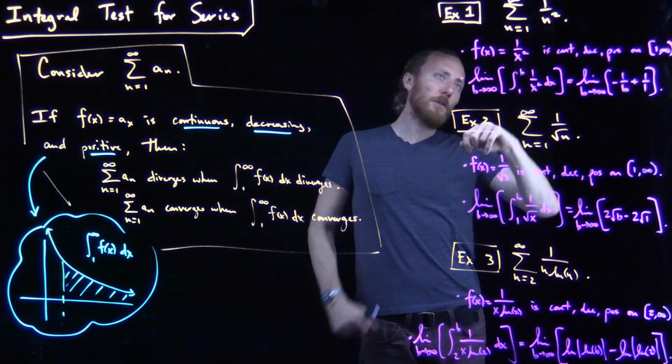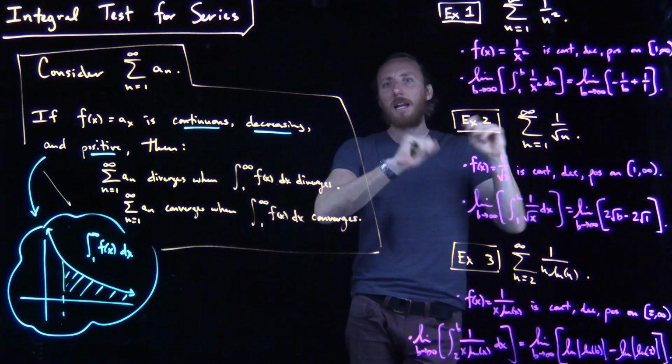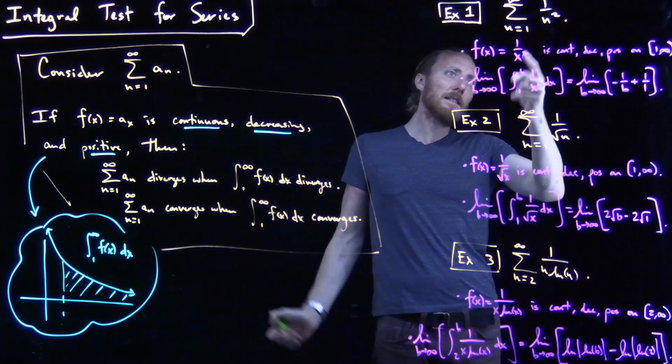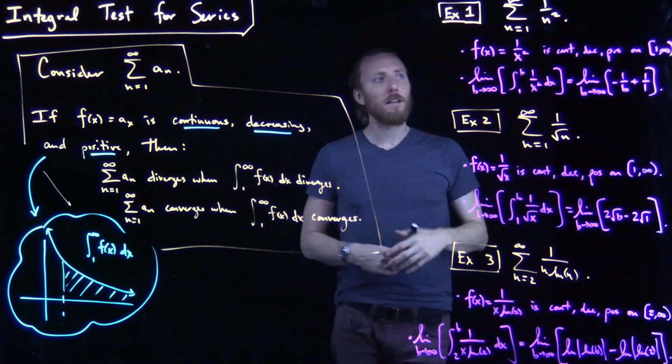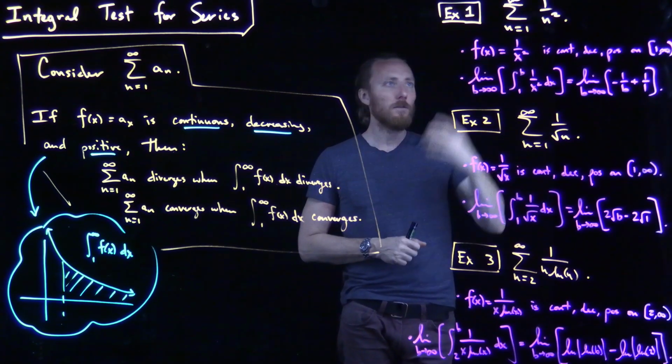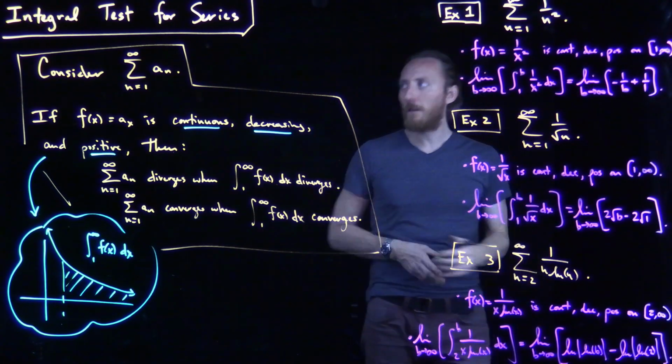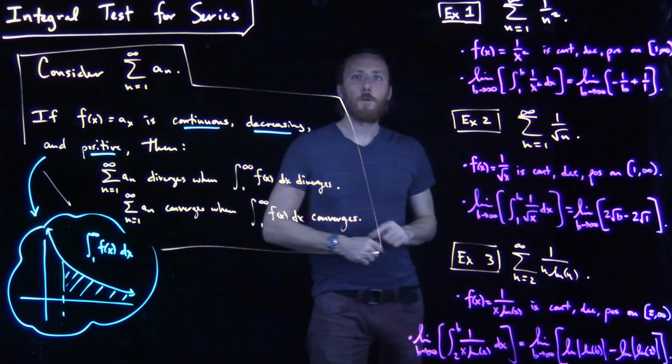You can see that that's decreasing because as x gets bigger, the denominator gets bigger, and so the function values will decrease. And positive, if x is between 1 and infinity, x squared is definitely positive. 1 divided by a positive thing is a positive thing. So we check all the boxes in terms of the hypotheses for the integral test.